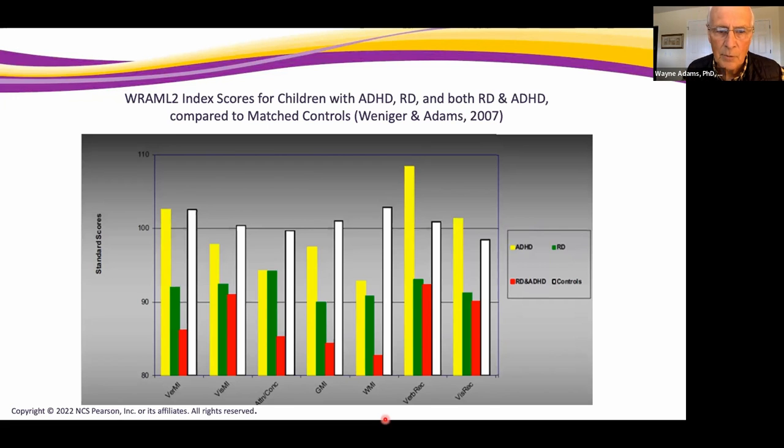Now these are immediate memory, and this needs to be replicated with delay memory and recognition as well. But the recognition from RAML 2 does suggest that that tendency exists, although the recognition is a little more sophisticated with RAML 3, but I'm assuming the results would be very similar. So this graph, I think, dramatizes the importance of memory disability in two very commonly referred subgroups of children, namely those with reading disorder and reading disorder with attention deficit. And one could make a reasonable argument that these are children who have memory deficits.